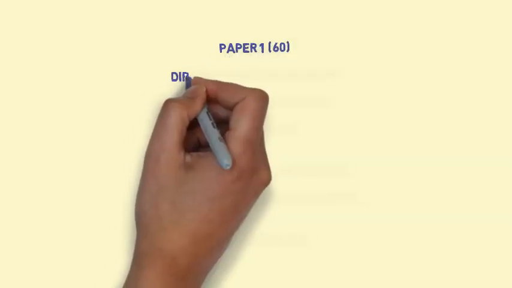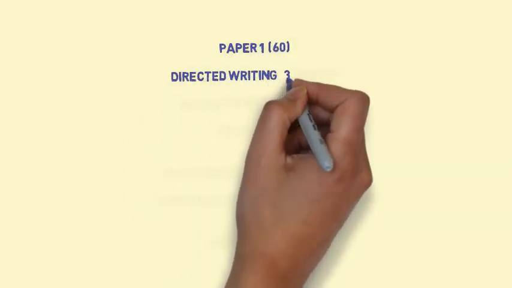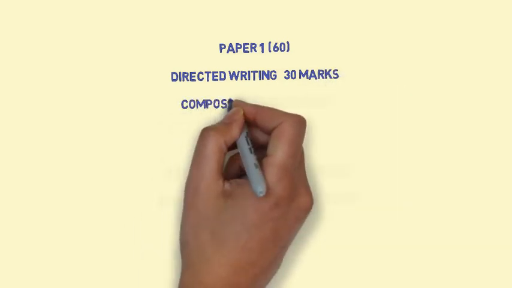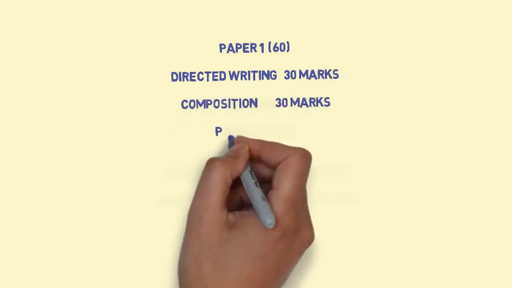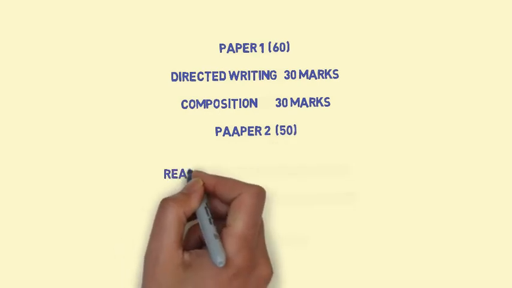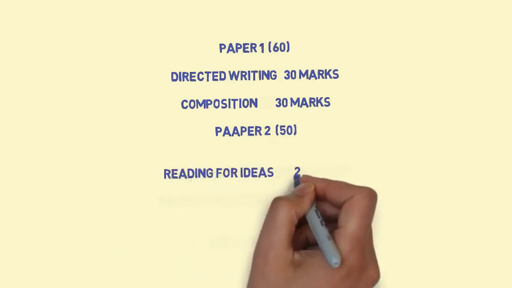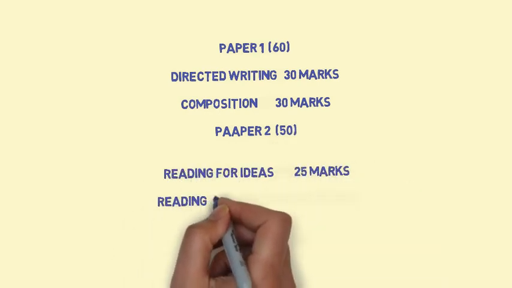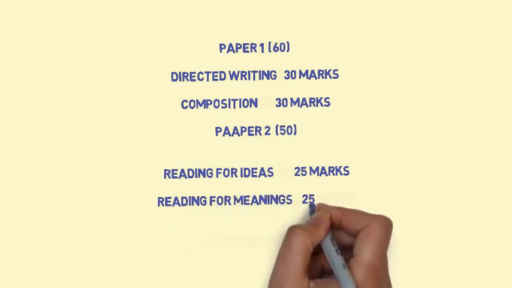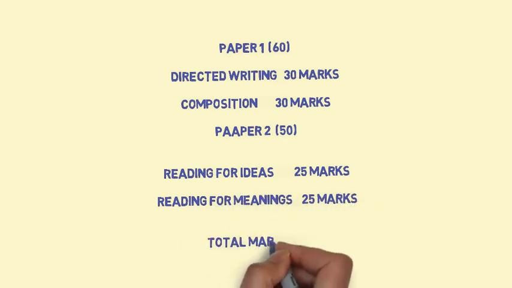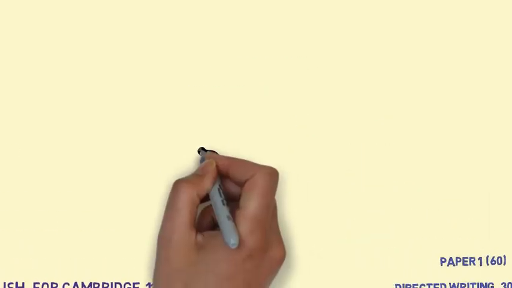Now let's have a look at the mark scheme. Paper 1, which is the writing paper, has 60 marks, 30 marks for directed writing and 30 marks for the composition part. Paper 2 has 50 marks, 25 marks for each type of comprehension. So on the whole the paper has a total of 110 marks.